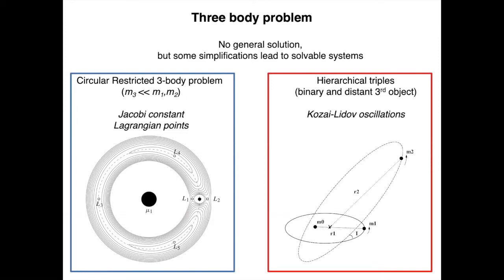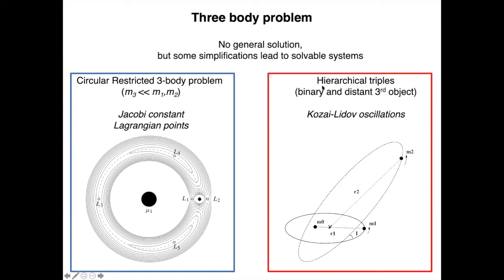The concepts that I would like to touch on in this particular example are the Jacobi constant and the Lagrangian points. The Jacobi constant is the only constant of motion for the test particle in this three-body problem. And the Lagrangian points are equilibrium points for this test particle.